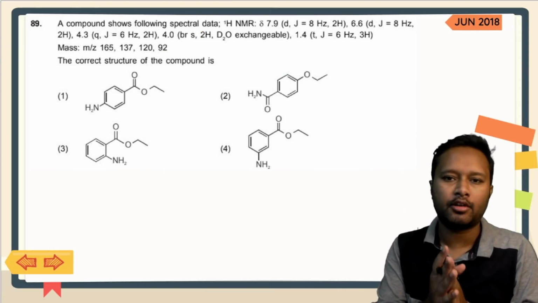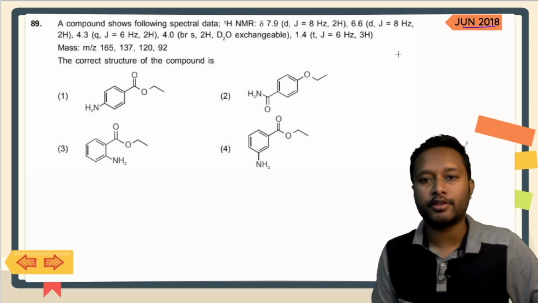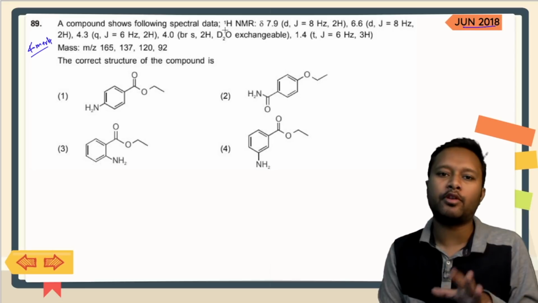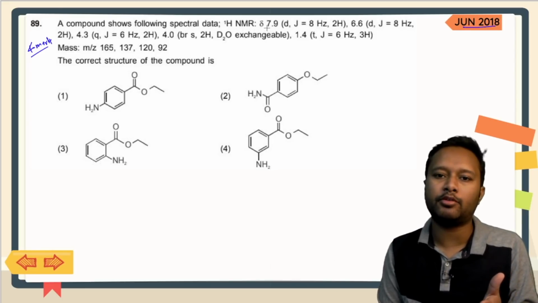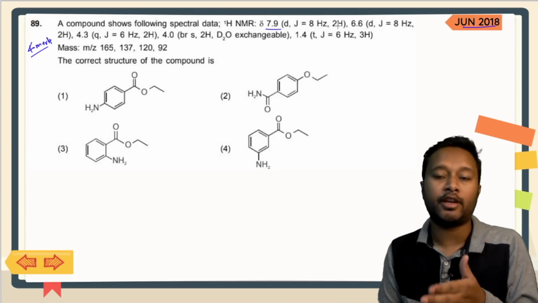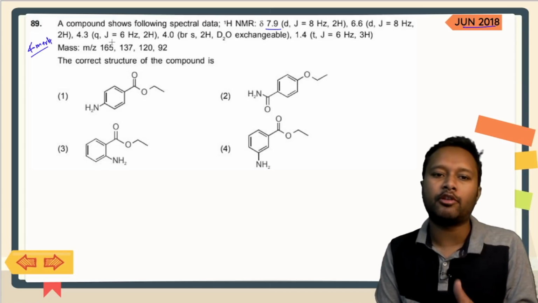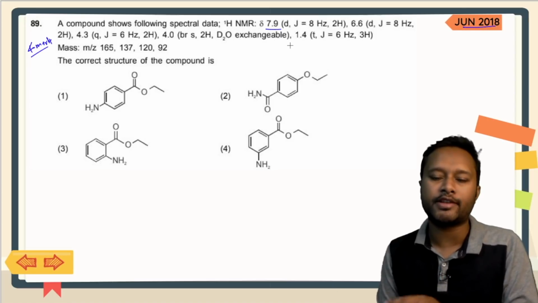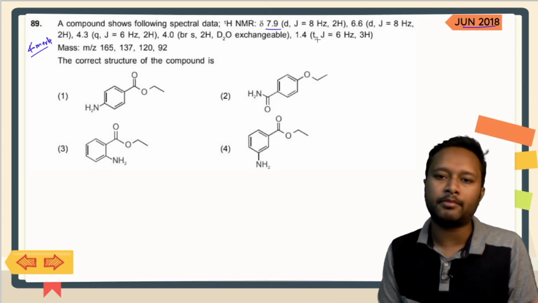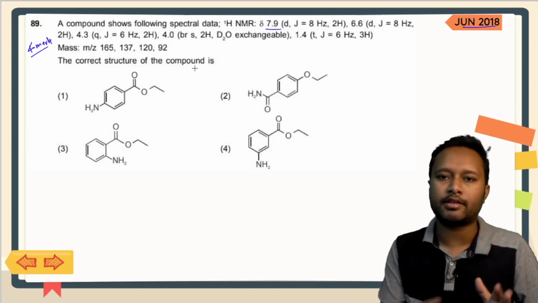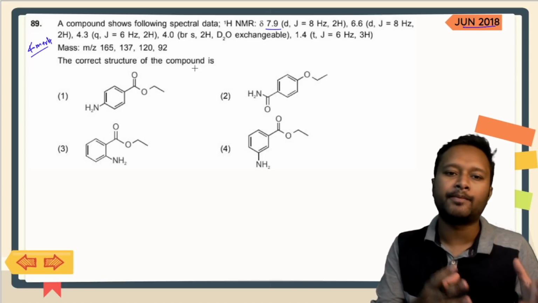Alright guys, let's look at this particular question which was asked in the CSIR June 2018 exam. The question was asked for 4 marks, and let's see how to solve it. The question says that a compound shows the following spectral data. The proton NMR data are given to you as 7.9 doublet, J equals 8 Hertz, 2 hydrogen; 6.6 doublet, J equals 8, 2 hydrogen; 4.3 quartet, J equals 6 Hertz, 2 hydrogen; and 4 broad singlet, 2 hydrogen, D2O exchangeable. Then you have 1.4 triplet, J equals 6 Hertz, 3 hydrogen. The mass spectrometry data is also given to you. They are asking for the correct structure.